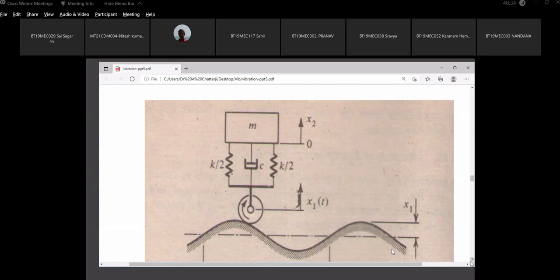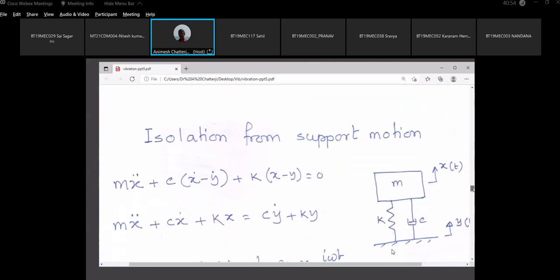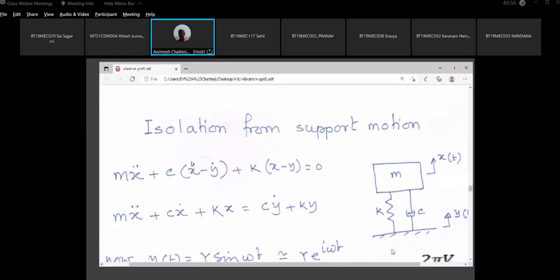Equation of motion will be very simple. m x2 double dot plus c into (x2 dot minus x1 dot) plus k into (x2 minus x1) will be 0, because no force is acting here. So the equation of motion is this.